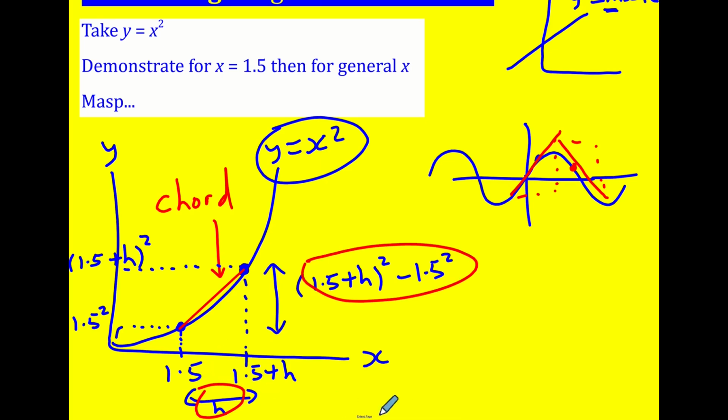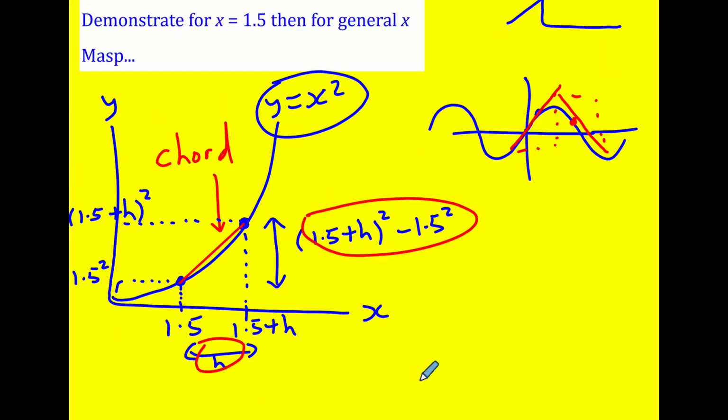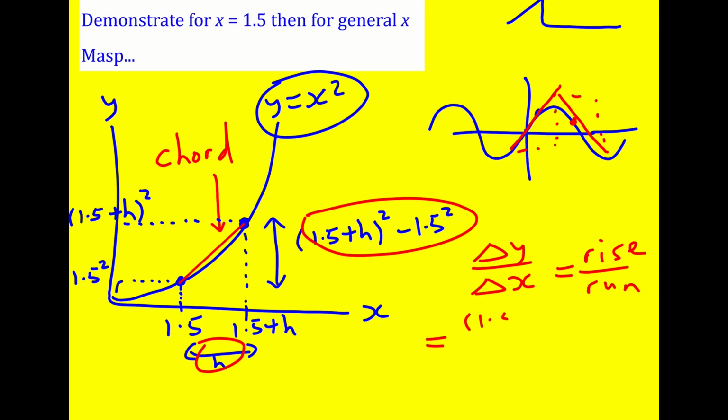So my next step is to write that down. I can write down that the change in y over the change in x, which is notation you may have seen before, is equal to the rise over the run. I'm going to write it in words as well. Well, that's going to equal 1.5 plus h squared minus 1.5 squared, all divided by h, the run.